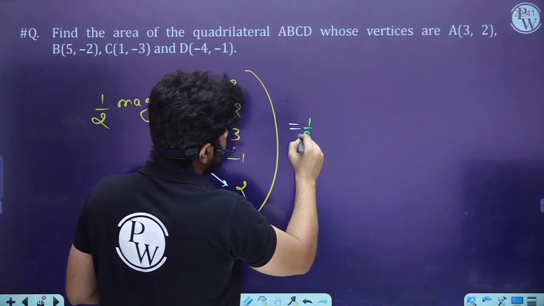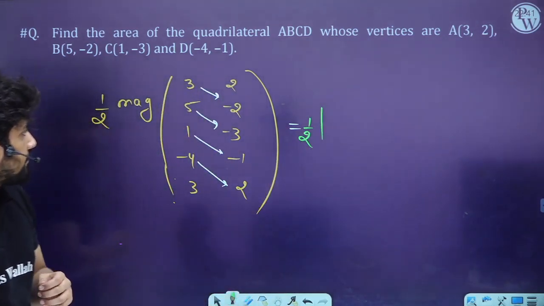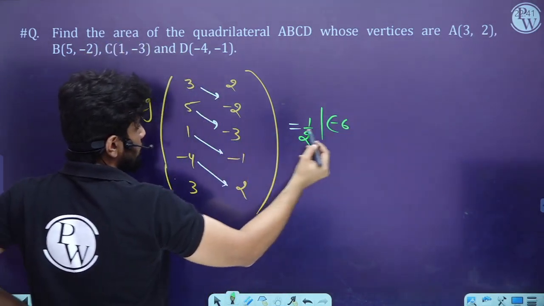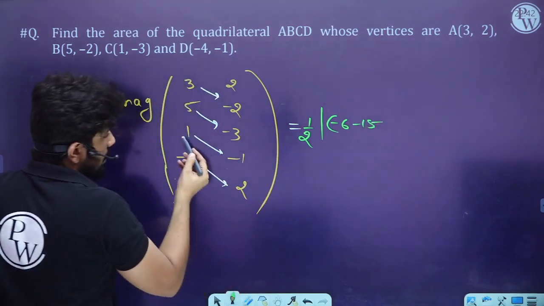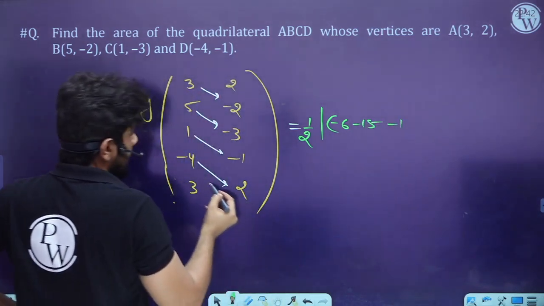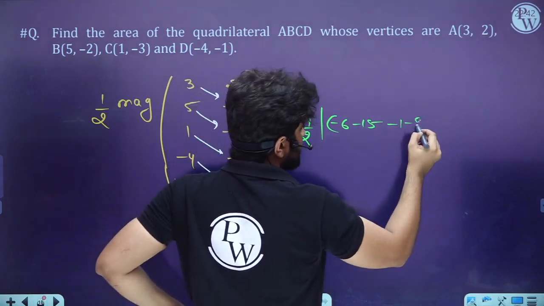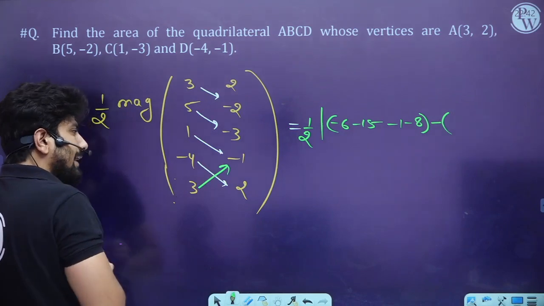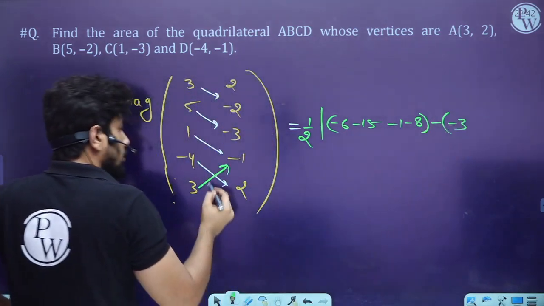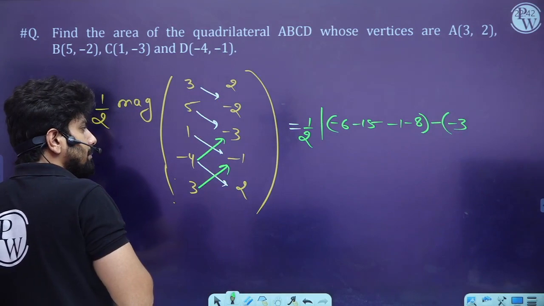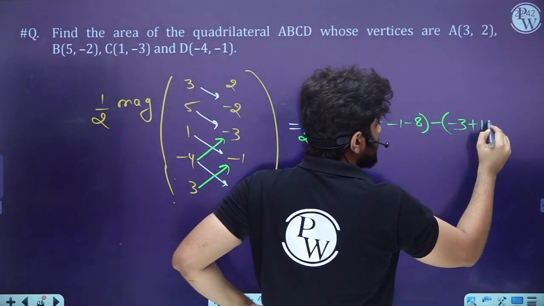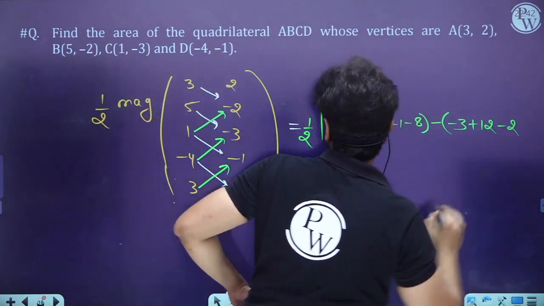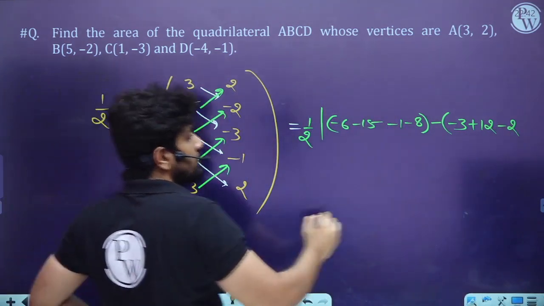magnitude of, in place of magnitude, I'm simply writing modulus, half times modulus of 3 into -2, which is -6. Okay, 5 into -3, which is -15, 1 into -1, which is -1, and -4 into 2, which is -8. Minus, now we are going back, 3 into -1, which is -3. Okay, -4 into -3, that will be +12. Okay, then 1 into -2, which is going to be -2, and 5 into 2, which is going to be +10.